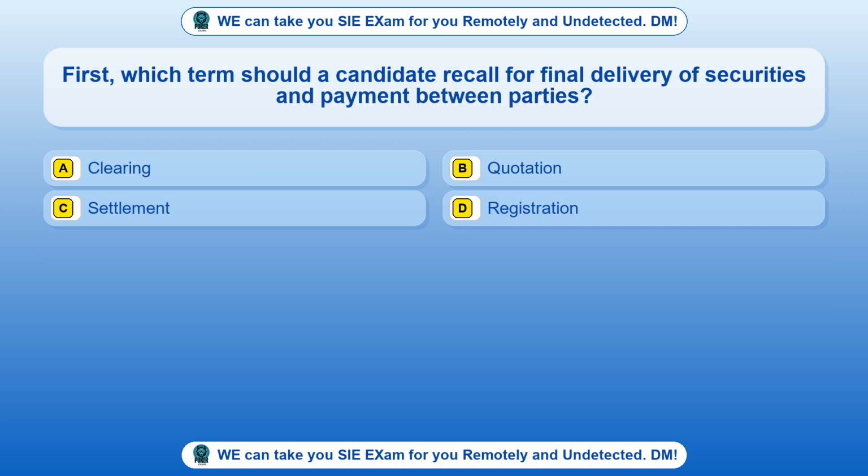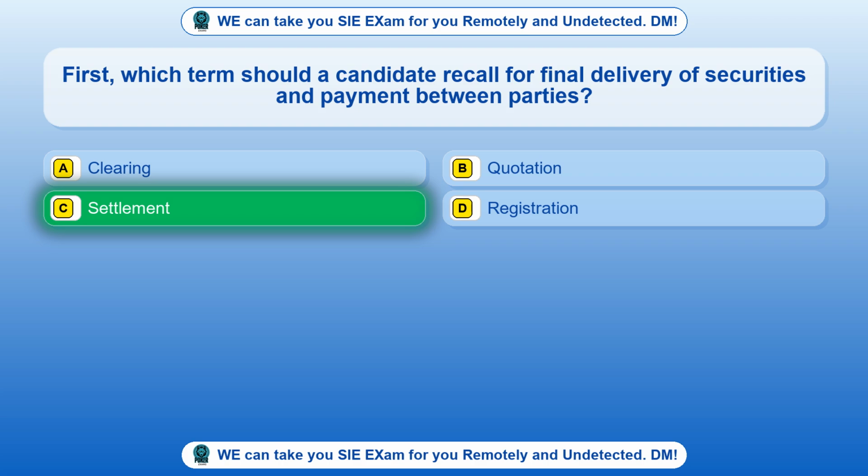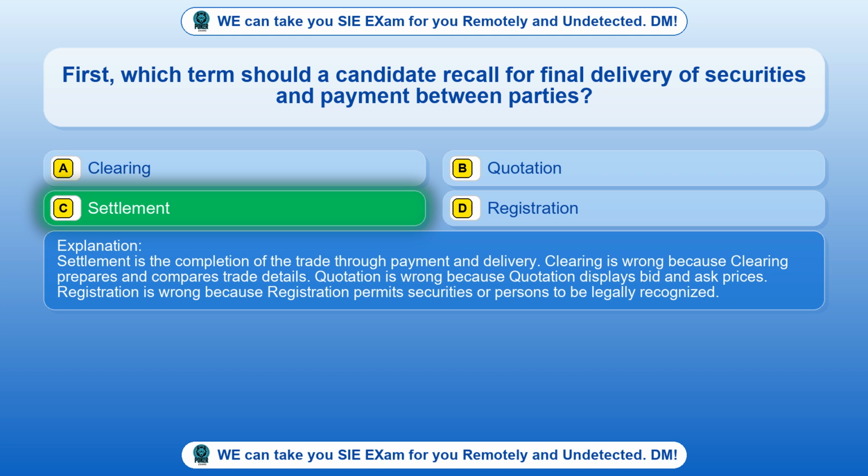Question 91. First, which term should a candidate recall for final delivery of securities and payment between parties? Option A, clearing. Option B, quotation. Option C, settlement. Option D, registration. The correct answer is option C, settlement. Settlement is the completion of the trade through payment and delivery.